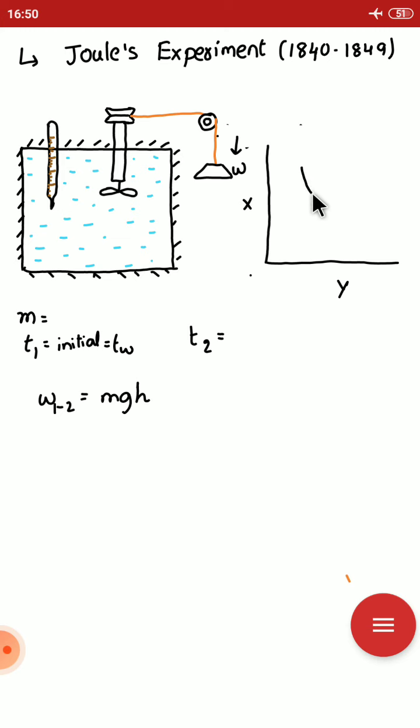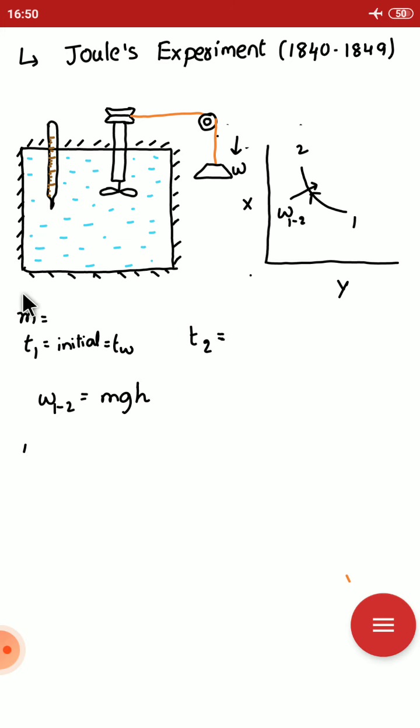If you plot this, the work transfer from state 1 to state 2 is W1-2. Because this is adiabatic and fully insulated, there is no chance of heat being transferred through the boundary, so the temperature of the water is raised.